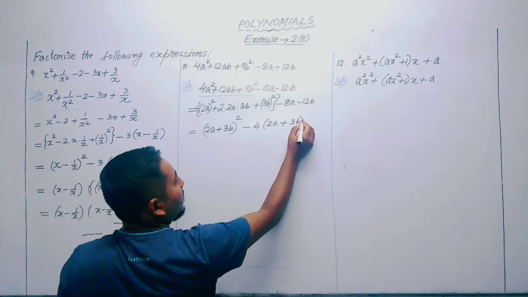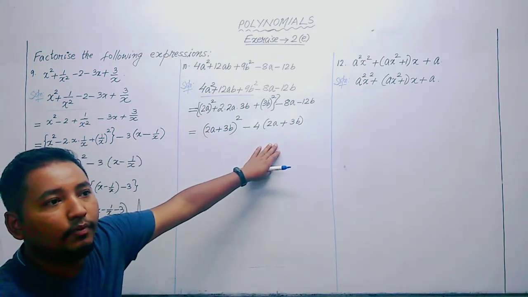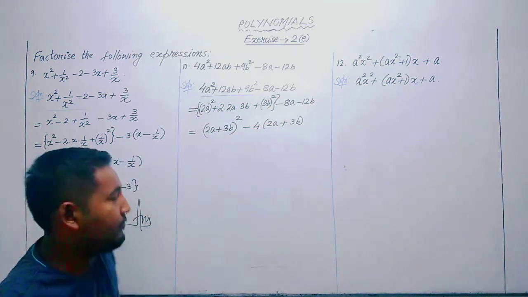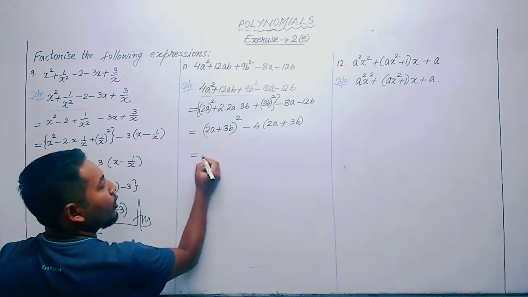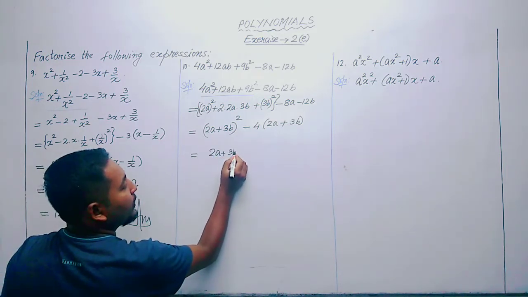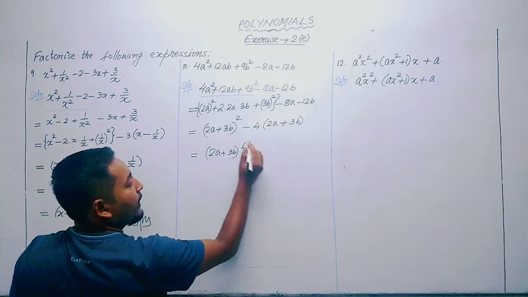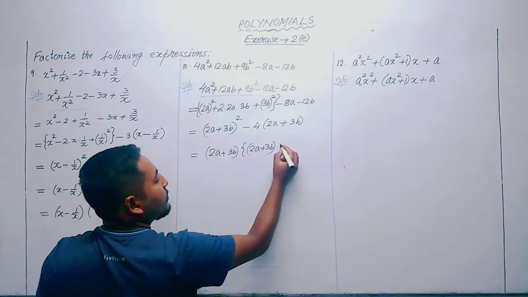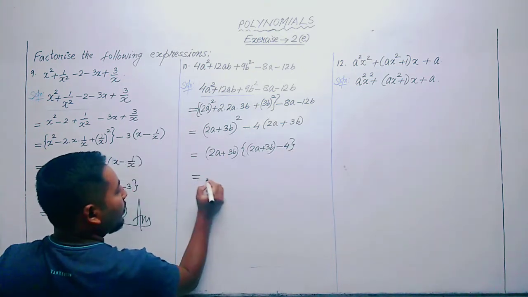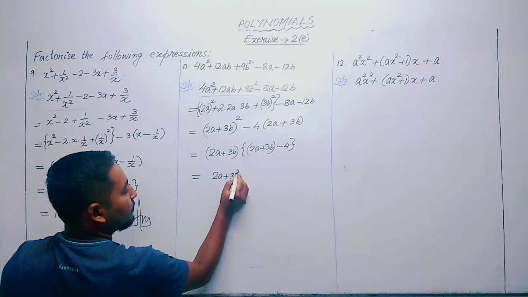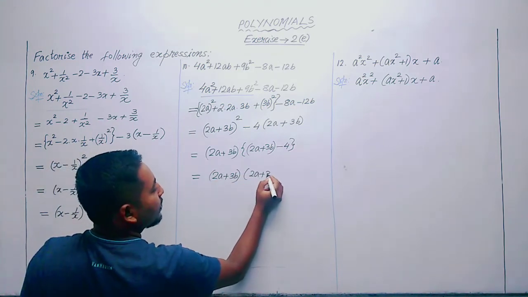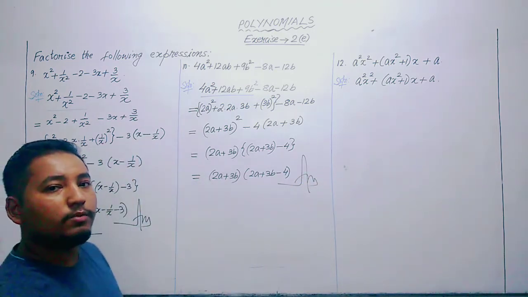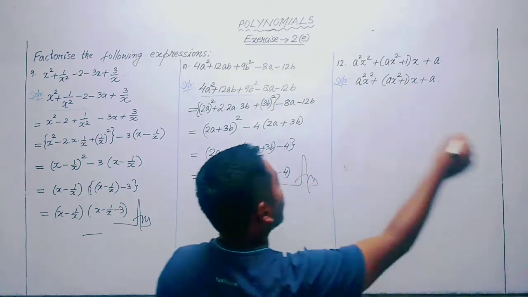4 3s are 12b. Now if you look at these two terms, you'll see that 2a plus 3b, 2a plus 3b is common. But here 2 times, here 1 time. So take out 1 time common, 2a plus 3b. Out, what is remaining? 2a plus 3b. From here 2a plus 3b is outside. What is remaining? Minus 4. Now I write down like this: 2a plus 3b into 2a plus 3b minus 4. That is the answer. Now let us move on to this number 12.